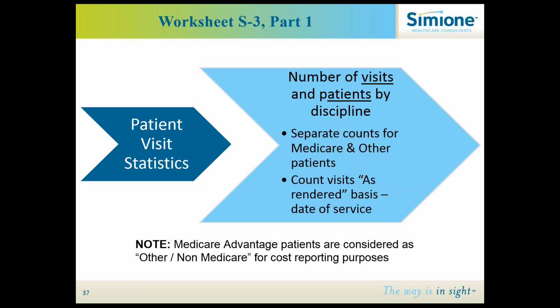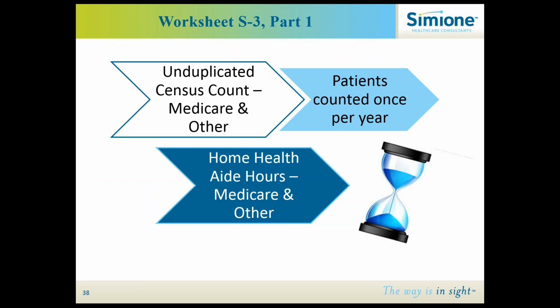The visits on Part 1 are as provided. It doesn't matter if the visits were provided during the year, they're counted Medicare and other. And for unduplicated census count, Medicare and other, you count the patient as one. Home health aides, Medicare and other. Now, if you do not track your home health aide hours, a number that currently is not being used by CMS for much of anything, then you could either estimate that your typical home health aide visit is 1.5 hours and just take 1.5 hours times the number of visits, or you could use 1 hour per visit, which seems to be the industry standard fudge on a home health aide visit.